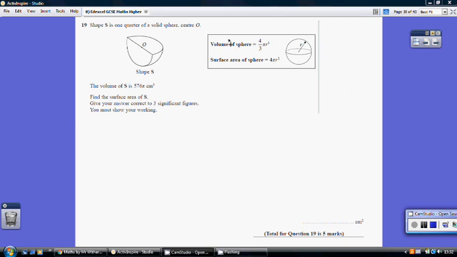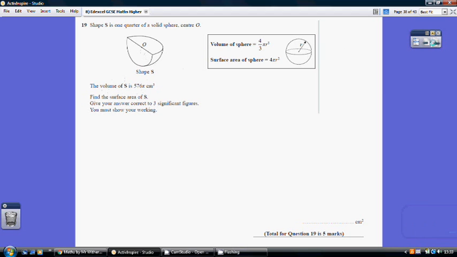Question 19. So I need to work out the surface area of this shape, but what they give me as a starting point is the volume of this shape. Now, if I'm going to work out the surface area, I'm going to need to know the radius of this shape, and I can do that from the volume that they give me. So I'm going to focus first of all on working out the radius of this shape from the volume information.